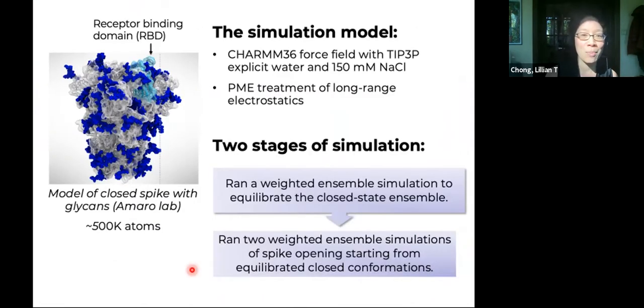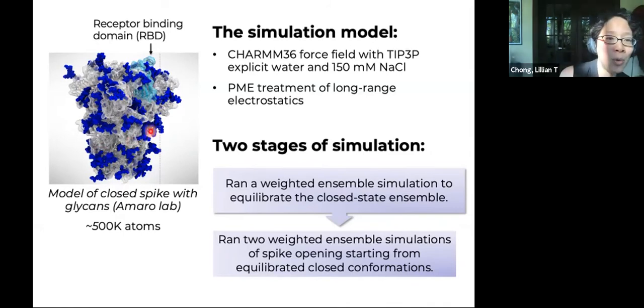Our simulation model involved the CHARMM36 force field, TIP3P explicit water, and we simulated using this model of the closed spike, fully glycosylated. The glycans, the sugars, are indicated by these dark blue attachments.